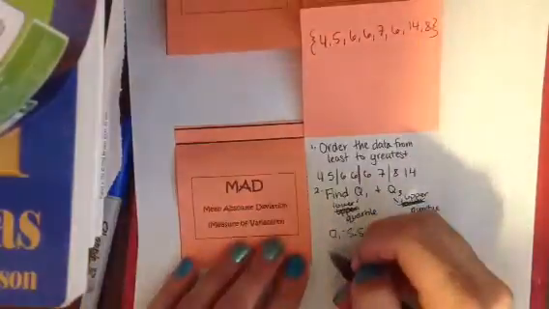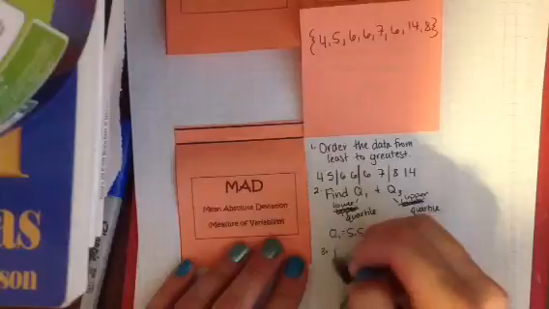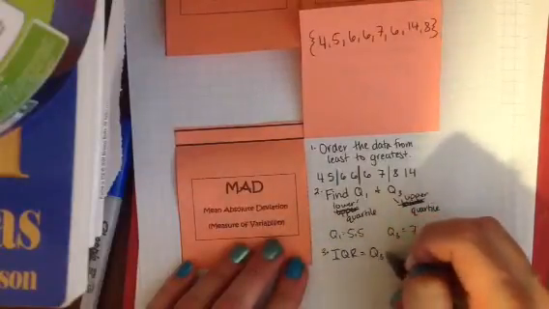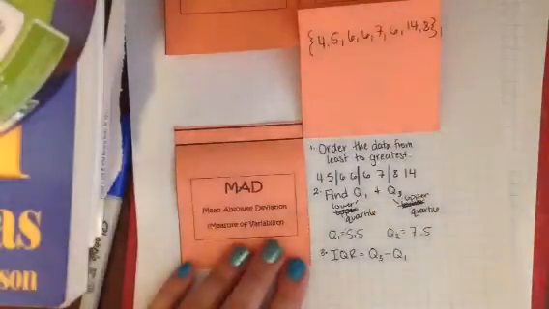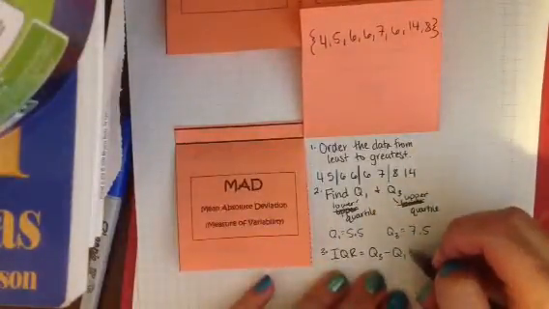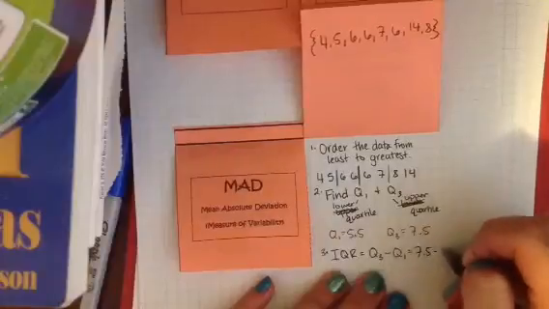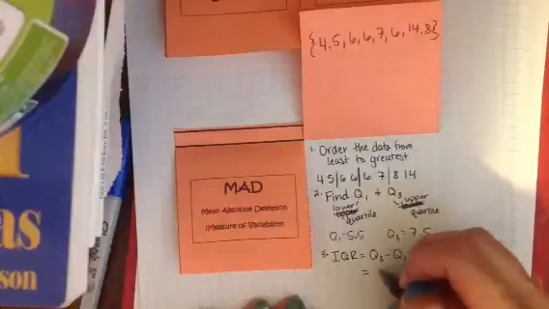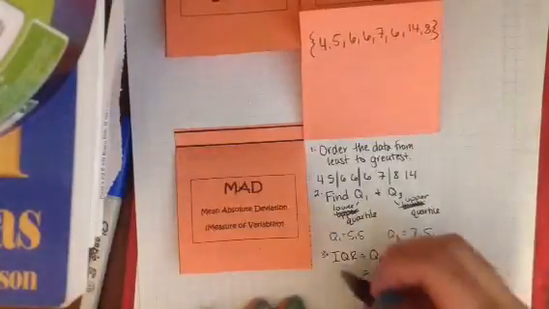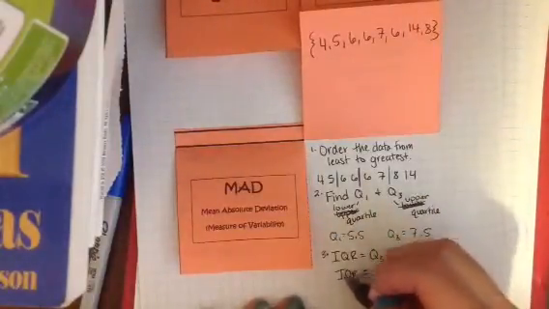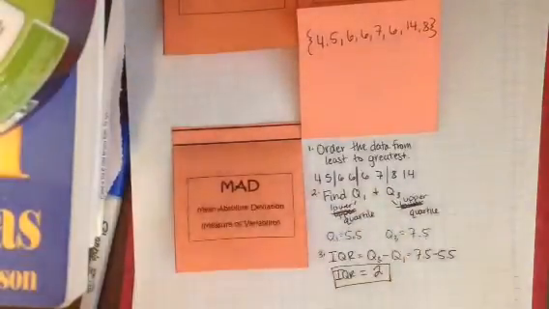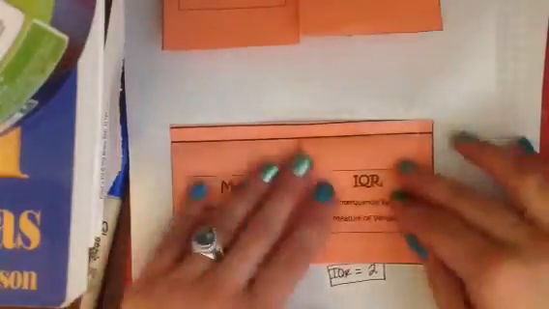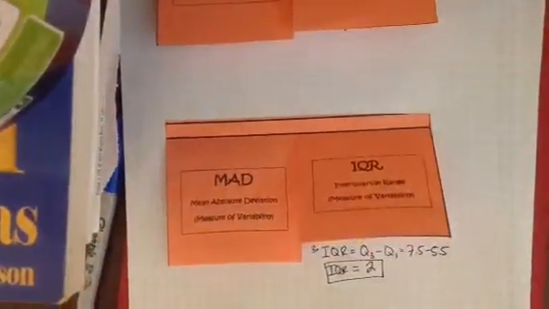Step 3 then is to actually calculate our IQR, which is equal to Q3 minus Q1. So in our case, that's 7.5 minus 5.5, which means my IQR is equal to 2. That's it. Now we're going to practice using MAD and IQR. Let me know if you have any questions.